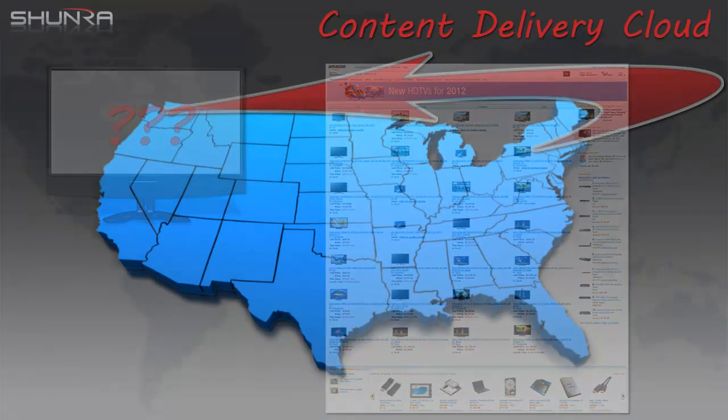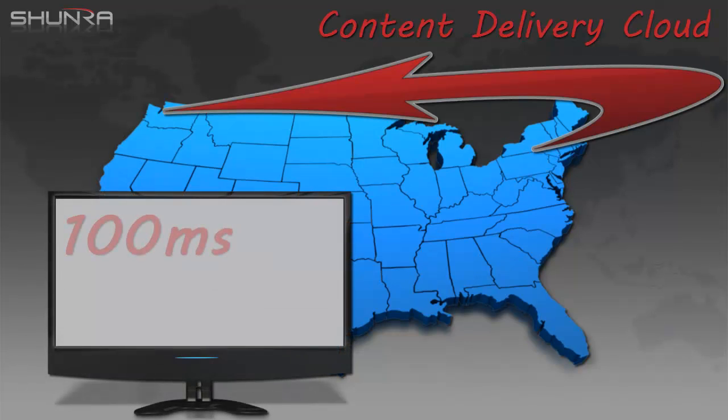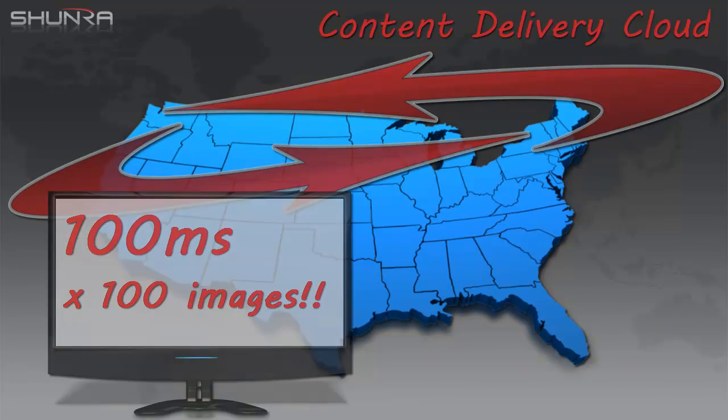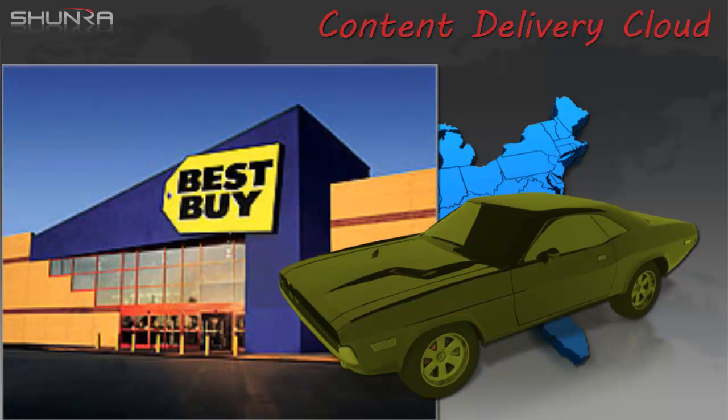Now let's think about this. Latency from Mass to Seattle, I'm going to say, is roughly about 100 milliseconds round trip. Could you imagine if I had 100 images to render? If I was waiting for those images to load from Seattle, I'd probably get in my car, go drive somewhere and look at TVs that way versus looking through Amazon.